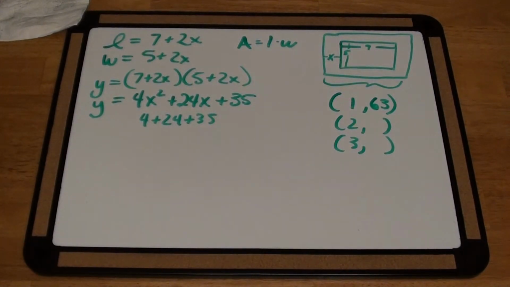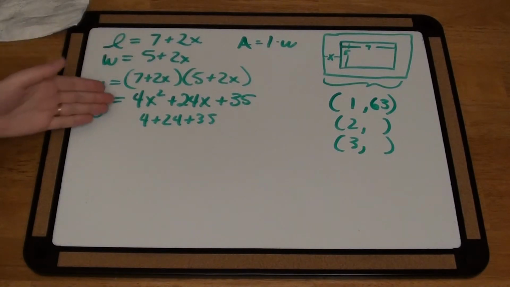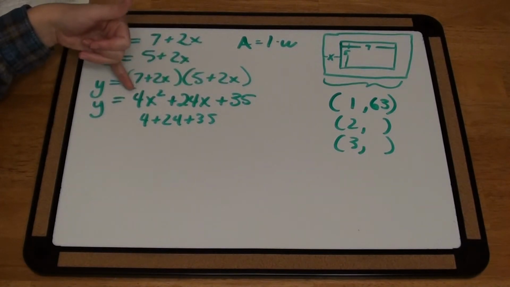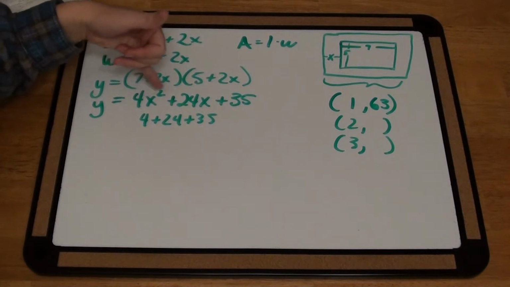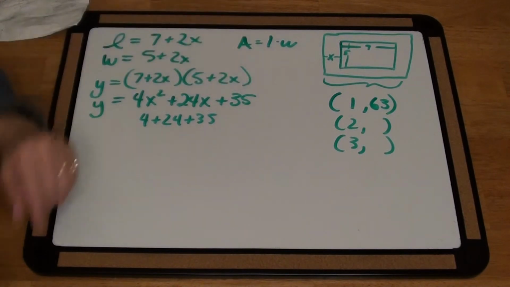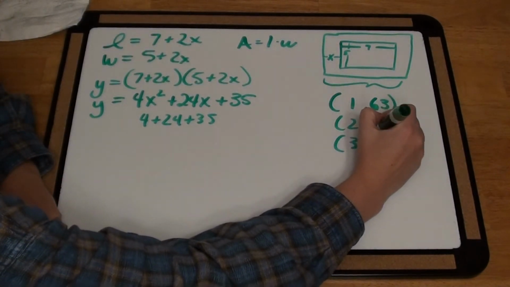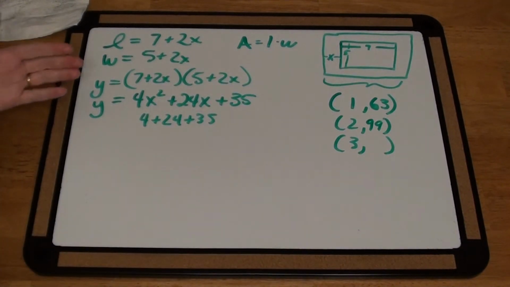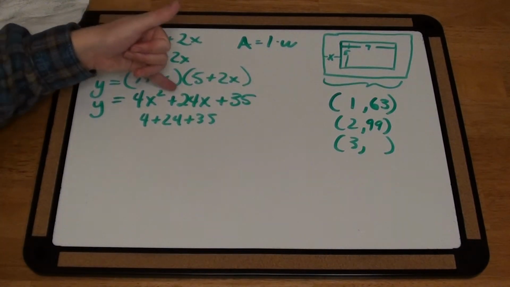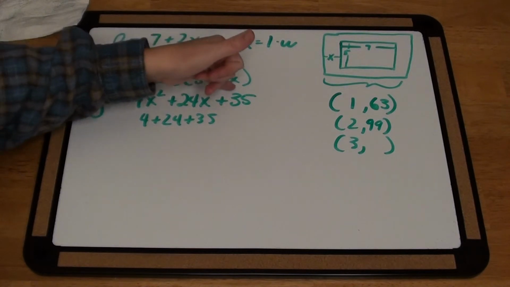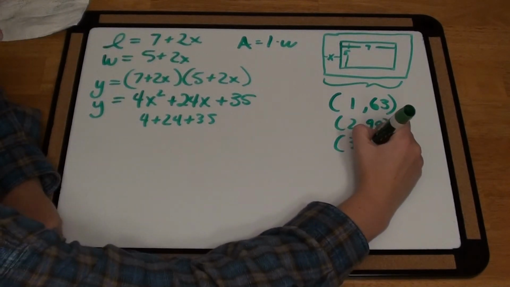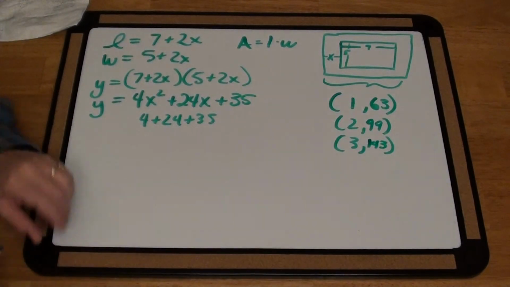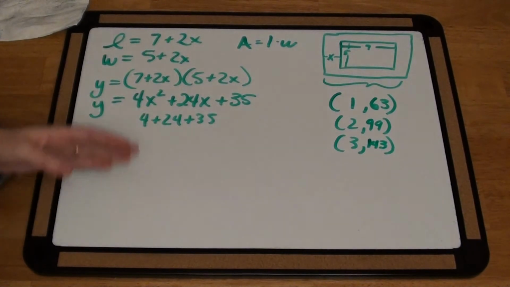So you can see all I've done is shove in the numbers. If I put a 2 in, I would get 4 times 4 plus 48 plus 35, 99. And if I put the 3 in, I would get 4 times 9 plus 24 times 3 plus 35, which would be 143. So once you have an equation, you can just substitute in the x values to find the y's.